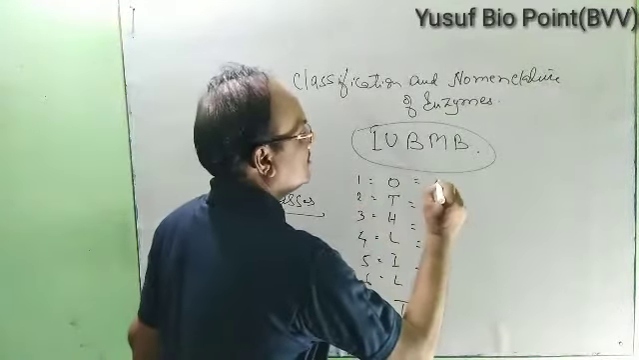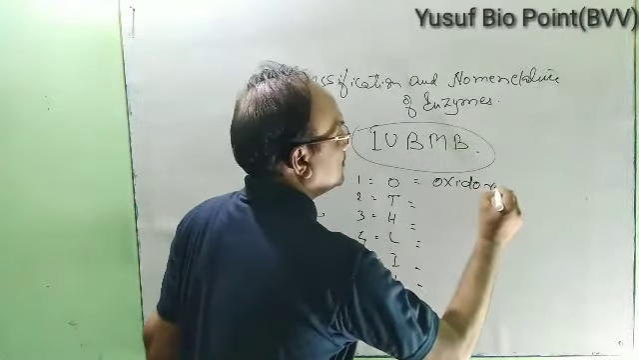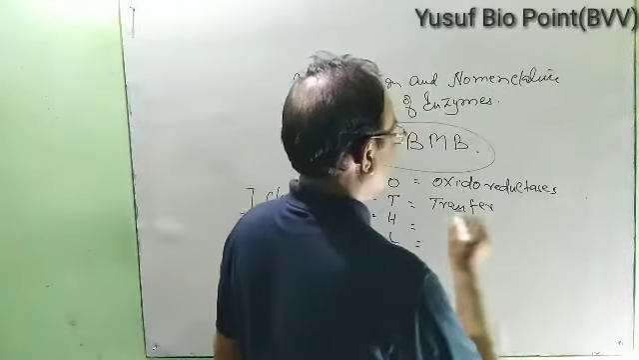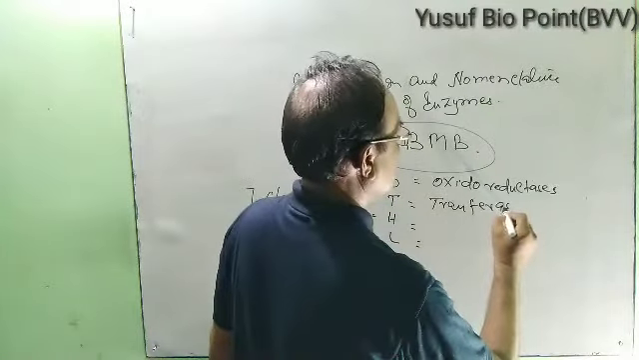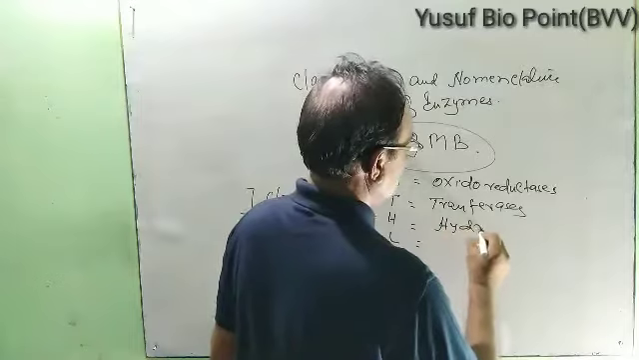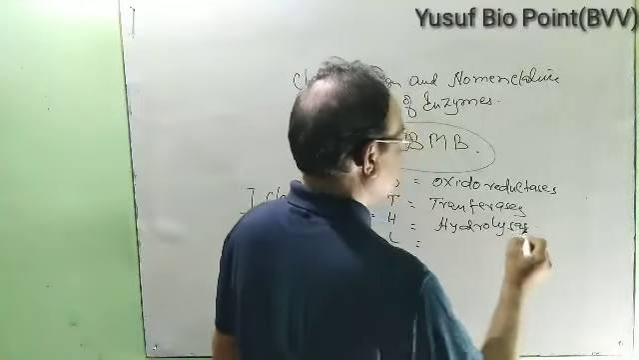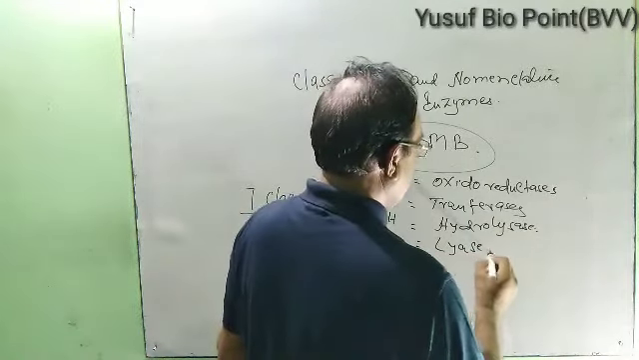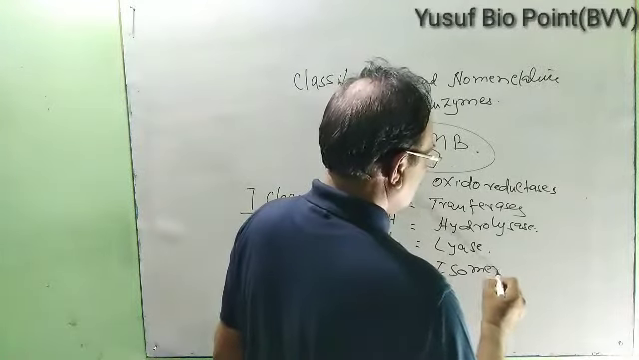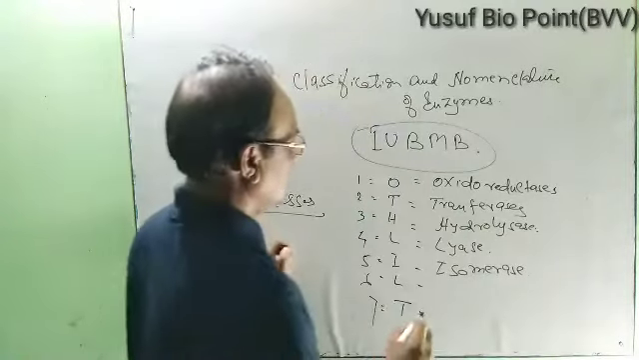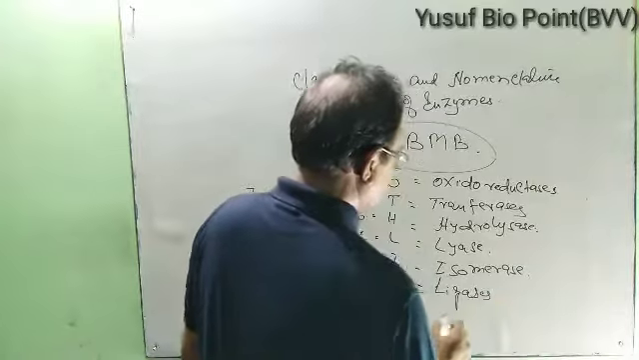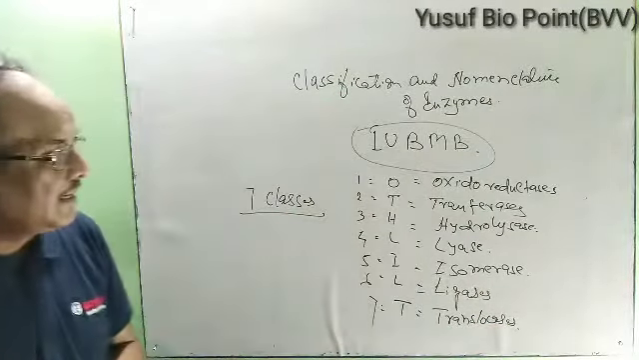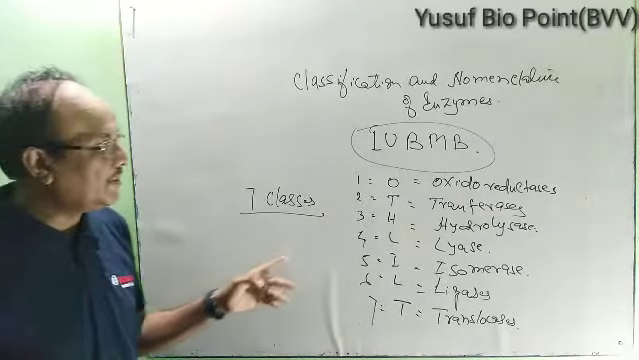So one is oxidoreductases, transferases, hydrolases, lyases, isomerases, ligases, and this one is translocases. These 7 names are given. 7 classes.